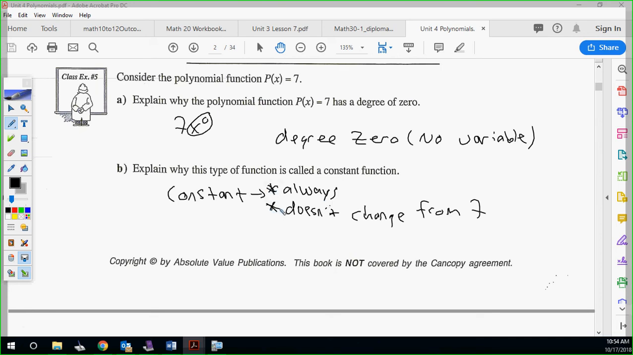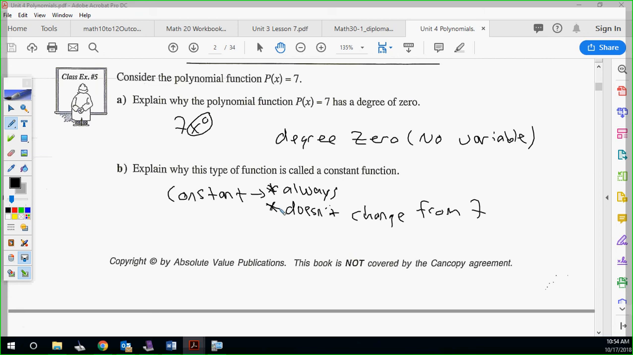Didn't we say before that something with a degree of 0 is equal to 1? Yes, but this is equal to 1 times the 7. Oh, because the 0 power is 1, right? That's what we meant. Okay.